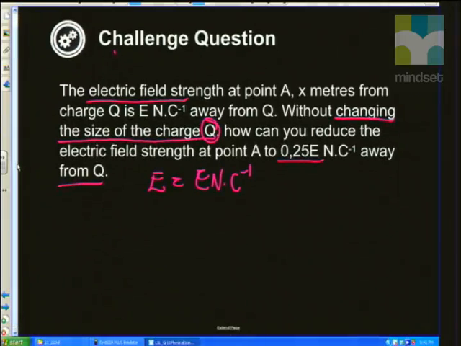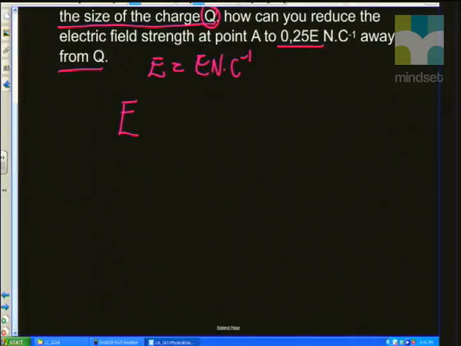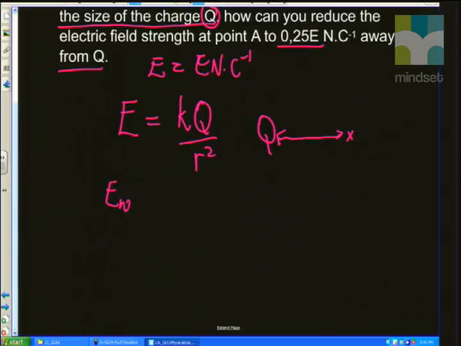Now, we know that here E, in this case, because we're looking at a point somewhere away from the charge, we're going to use that equation there. So we've got a point X somewhere there, and we have a charge somewhere here. And remember, there's a distance between the charge and the point X, and that is our R there. We want to make E equal to 0.25, so E new must be equal to 0.25 E. Now, that is the new one.